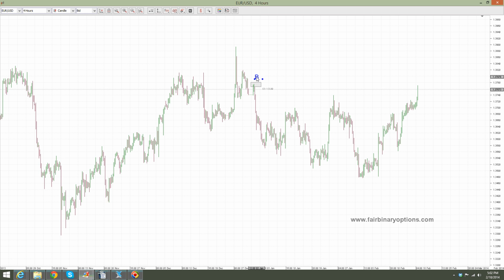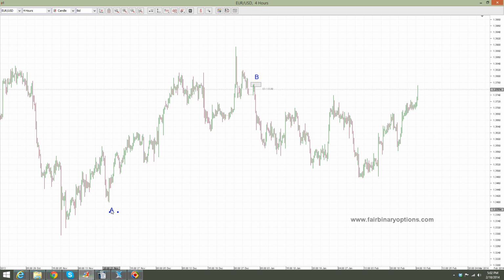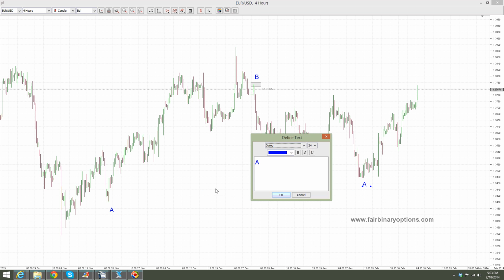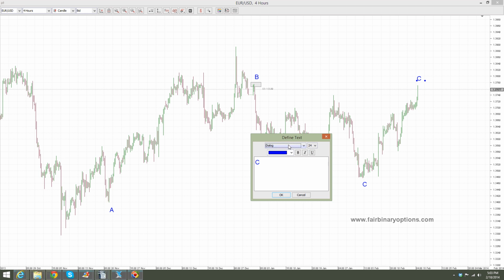Now let's do the first thing first and try to label the proper triangle here. So this to be wave A, the B wave to the upside, then of course the C wave should be the one here on the right side, A, B, C, and then the D wave to the upside, and this should be our D wave right here, right now.